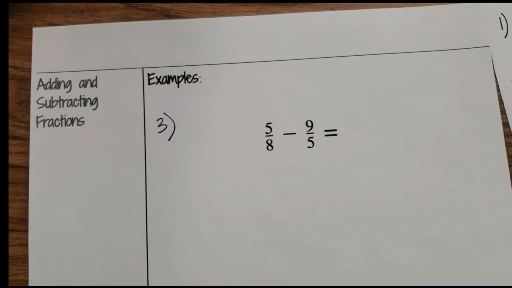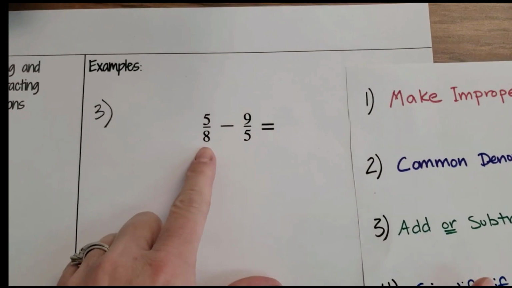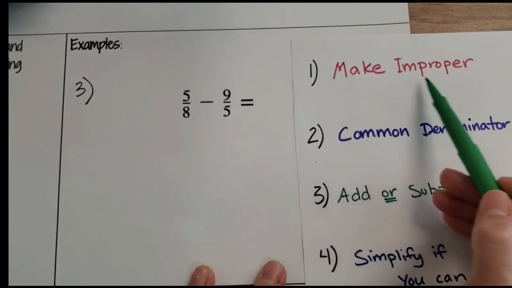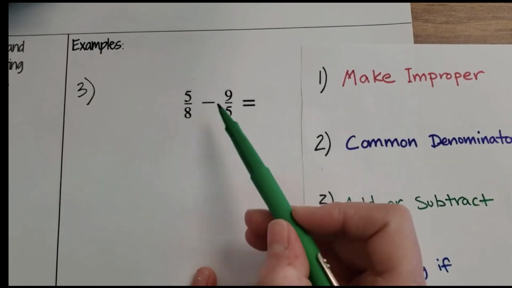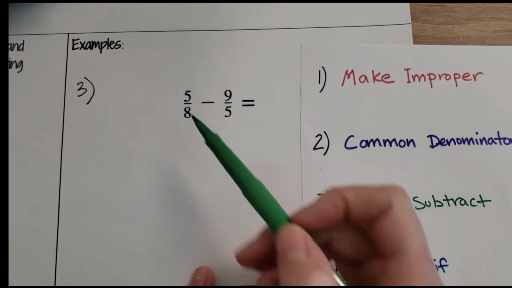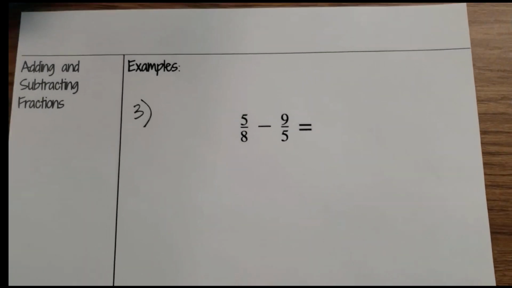And then we're going to get to mixed numbers next. Okay, so as you're writing down 5/8 take away 9/5, think: do we need to make the fractions improper? Nope. This one's already written as an improper fraction, and here we have a proper fraction. So as long as we have a numerator and a denominator, we're good to go. So we're going to go right down to the next step and find a common denominator.